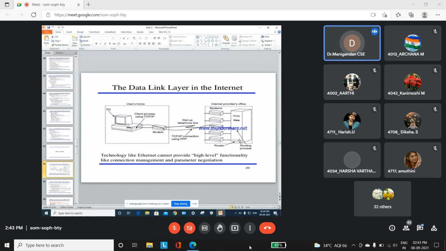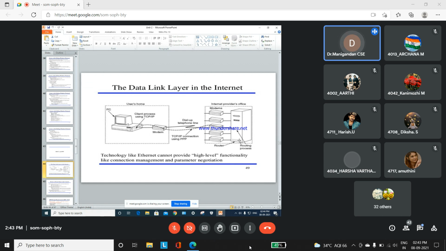PPP, the triple P, means point to point link. Point to point means from one end to another end destination. One-to-one communication is called point-to-point communication. Here we are using dial-up over the telephone line, the landline connection, with the help of a modem. With the help of the modem, the particular PC or desktop is connected with the TCP/IP process.